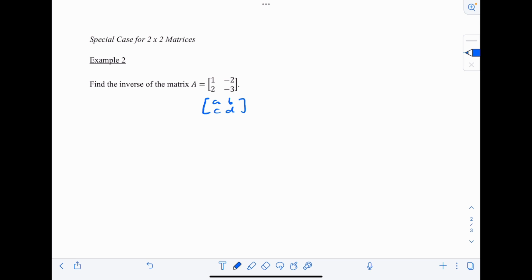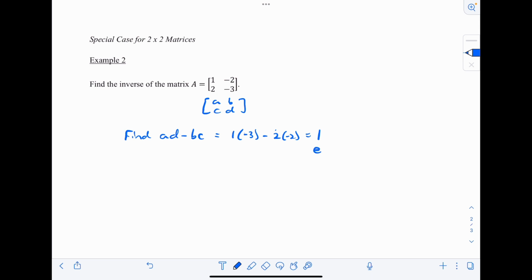So the first thing that we're going to do is find AD minus BC. I apologize for that. So we're multiplying that diagonal, 1 times -3, and then subtracting the other diagonal, -2 times 2, or 2 times -2. In this case, I get -3 plus 4, which is a +1. And I'm going to just call this E for now.